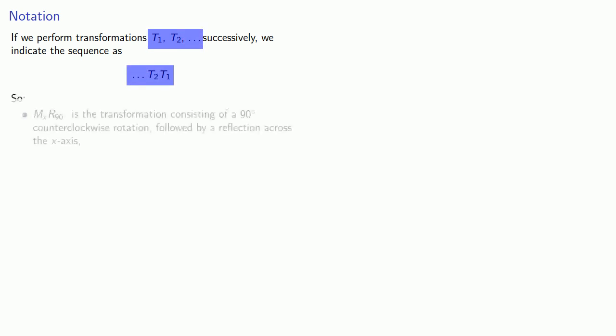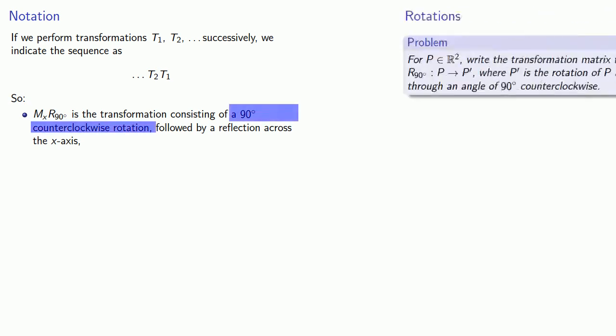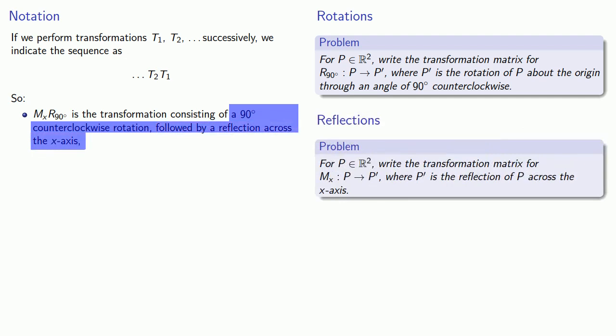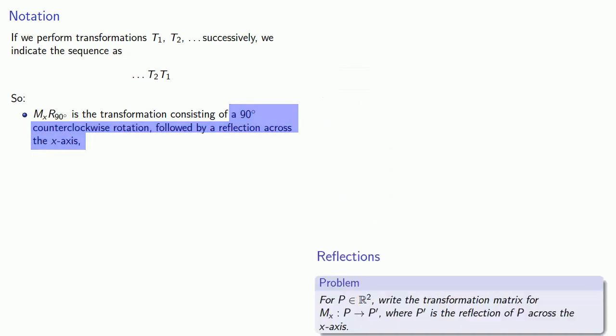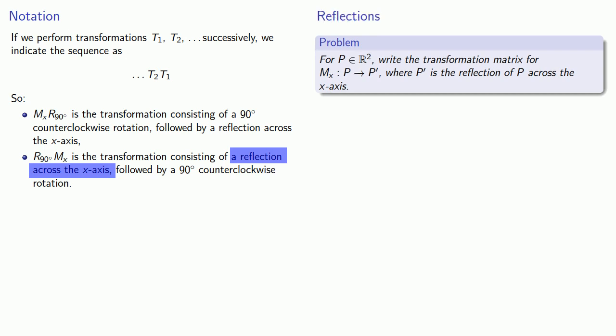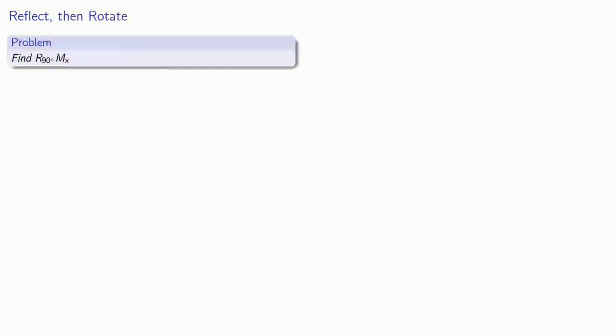So for example, mx R90 degrees is going to be the transformation where first I rotate by 90 degrees counterclockwise, and then I reflect across the x-axis. On the other hand, R90 mx is going to be the transformation where first I reflect across the x-axis and then I rotate 90 degrees counterclockwise. And because this is still a geometric transformation, we can write down the transformation matrix corresponding to this composition of geometric transformations. So let's see how that might work.